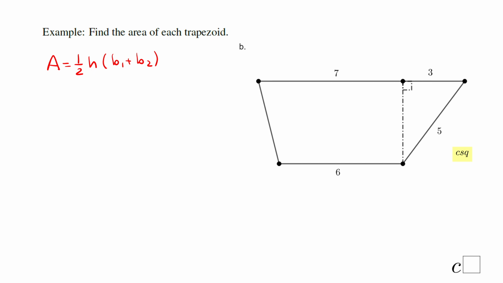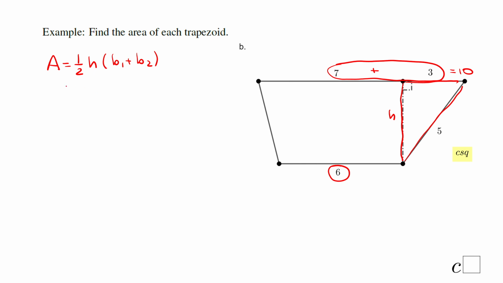Do we know the height of this guy, which is this? No, really we don't. Do we know the bases? The bases we do know. This is 6, and be careful, the big base is this guy, 7 plus 3, which is 10. So the only thing we need to find before I plug them in this formula is this height, which you notice is in this triangle, which is a right triangle, right?